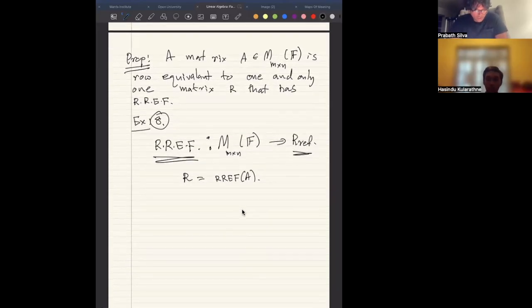Note that in this case, because you can get to A from R, we have this one. You can start with R, apply these operations, and go back to A.